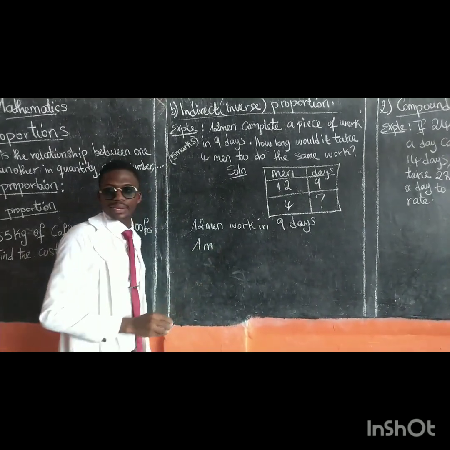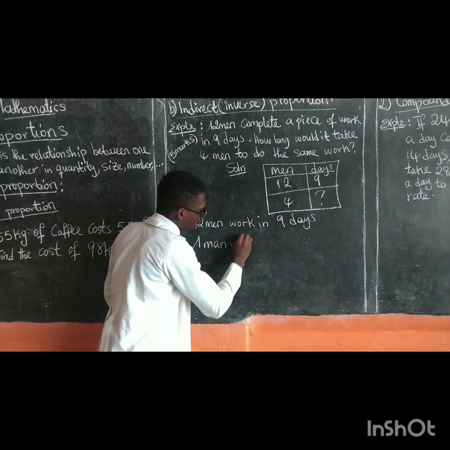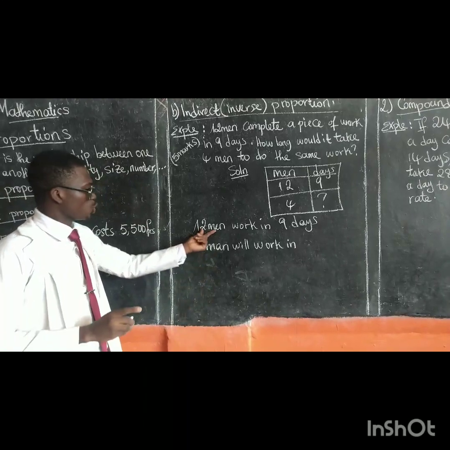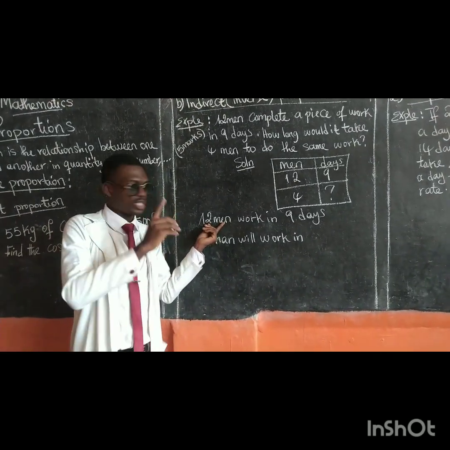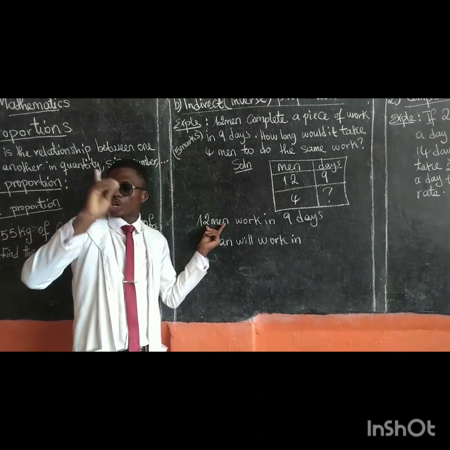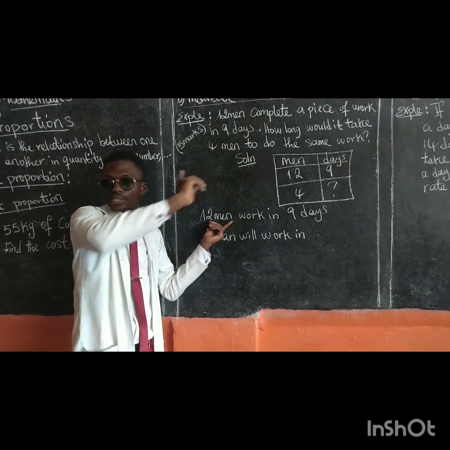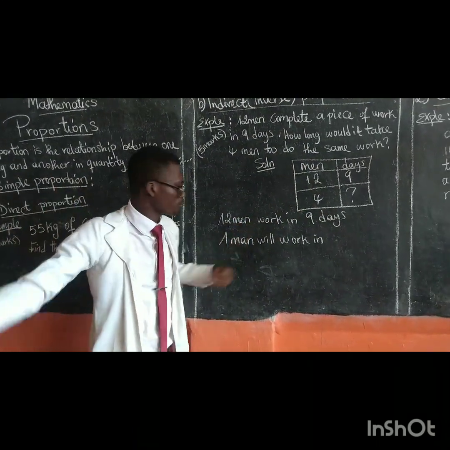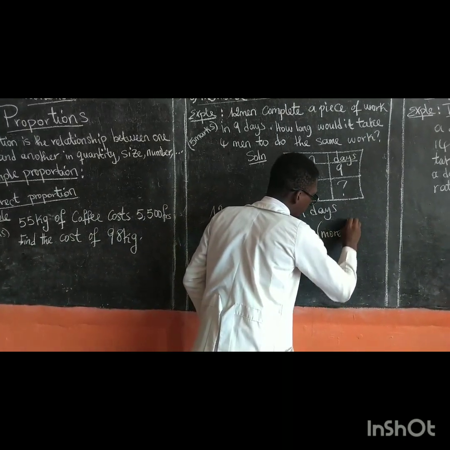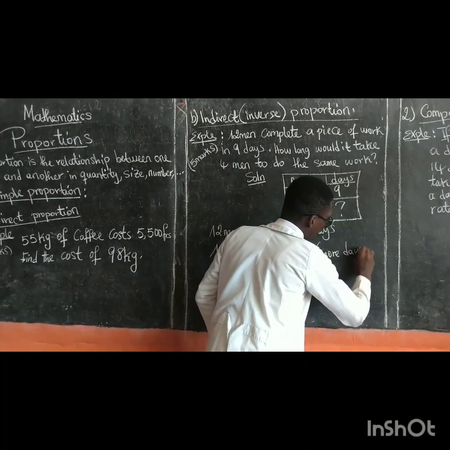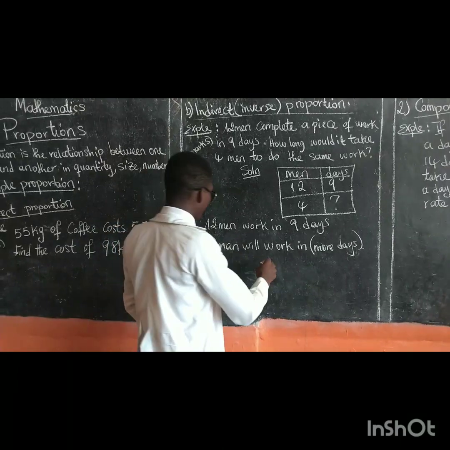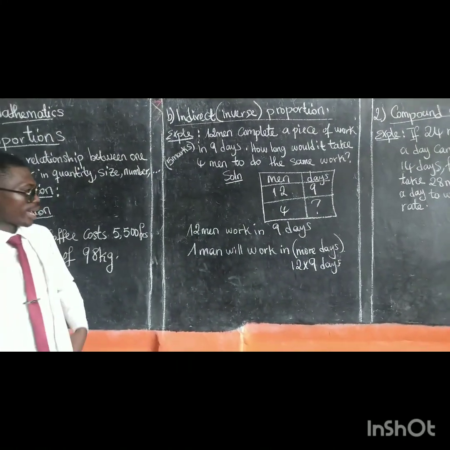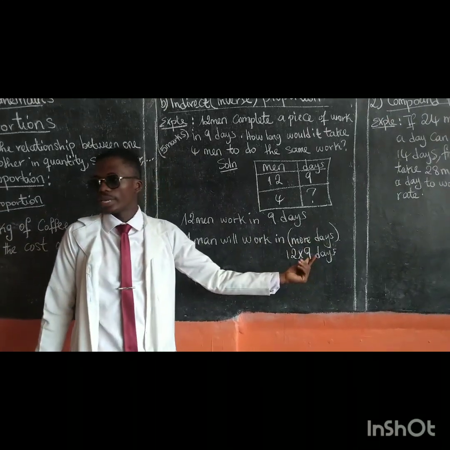And do we say 1 man? 1 man will work in more or less. If 12 able people can do something in 9 days, how long will it require just 1 person to do that same work? More or less? More. You need more days to do what 12 people can do. Is that true? Yes. So it's going to be more days. We're going to express it mathematically as 12 times 9 in days. Is that true? Yes, sir. 12 times 9, because I said when we have more, we do multiplication. Yes or yes? Yes, sir.